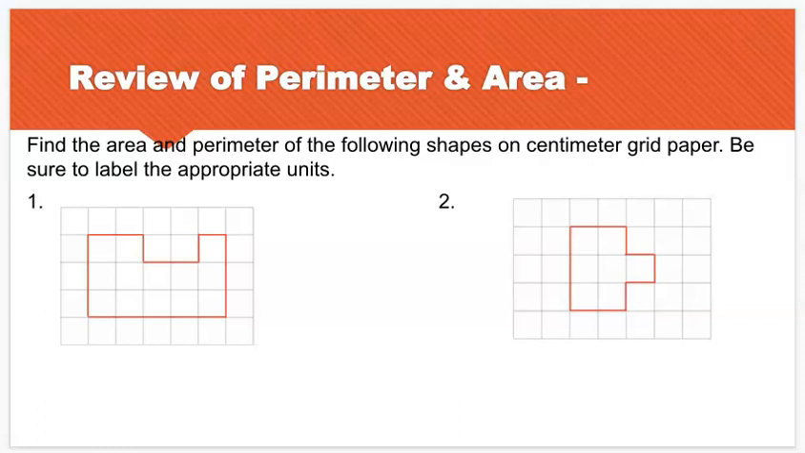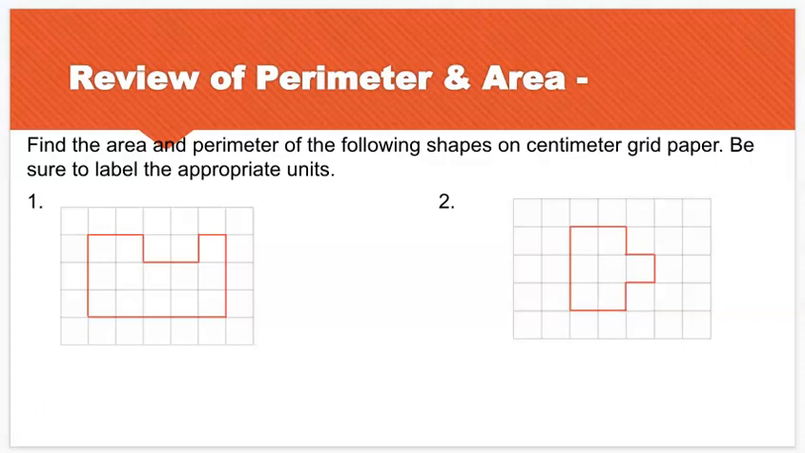Let's do a little review of perimeter and area. Previously, you've investigated, is there a relationship between area and perimeter? In other words, if we increase the area, do we automatically increase the perimeter? And vice versa. Hopefully you have a good idea of that. If you don't, please go back and redo the investigation between area and perimeter.